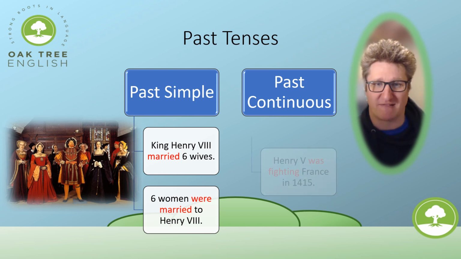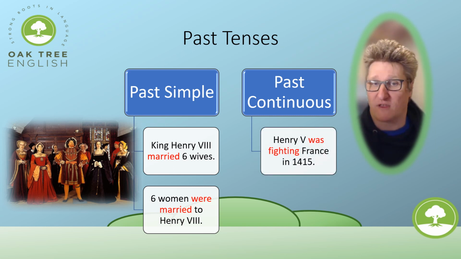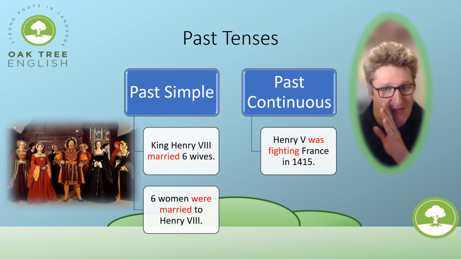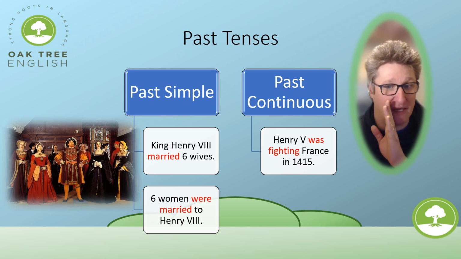So in the past continuous, let's talk about Henry V. We'll stick with some Henrys. Henry V was fighting France in 1415. Remember, the past continuous is to give background information. So if you wanted to know the background of what happened in 1415, that's the Battle of Agincourt, by the way. Sorry to all French people who are watching.